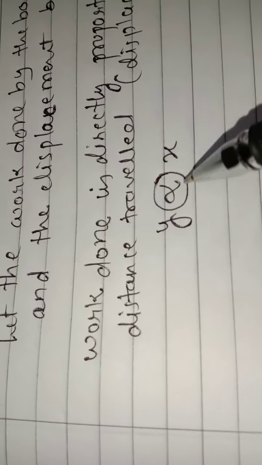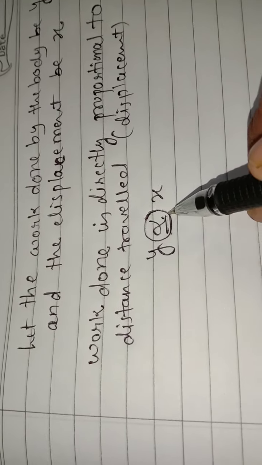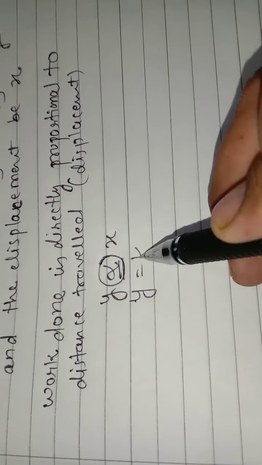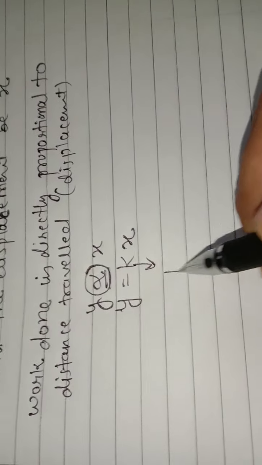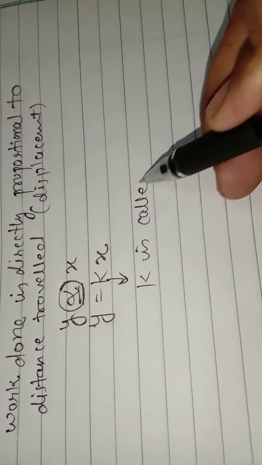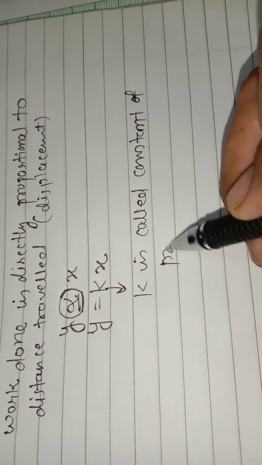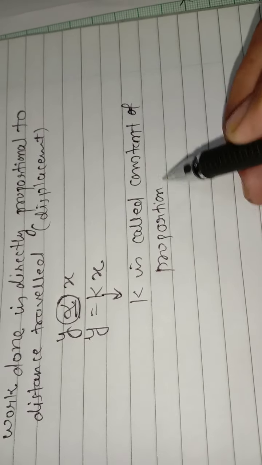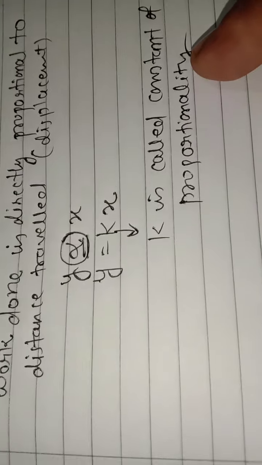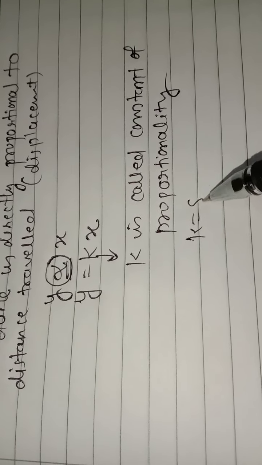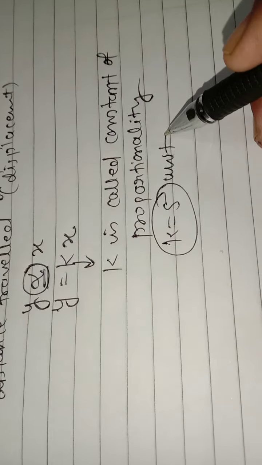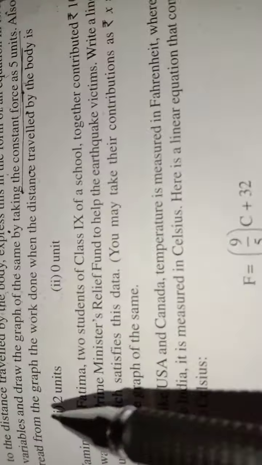But when we have to give some value, we have to remove this proportionality sign. We got the term constant force here. From where did the constant come? It is y is equal to kx. Clear? So k is called the constant of proportionality. Y is equal to kx. Now the value of k is given as 5 units. It is constant. Now we have to draw the graph on the basis of this.